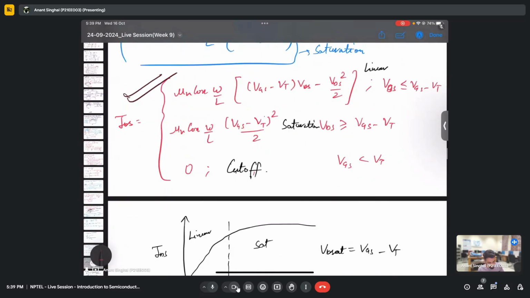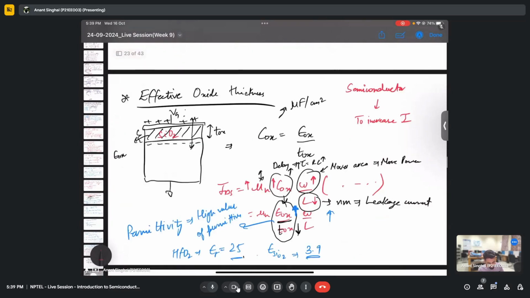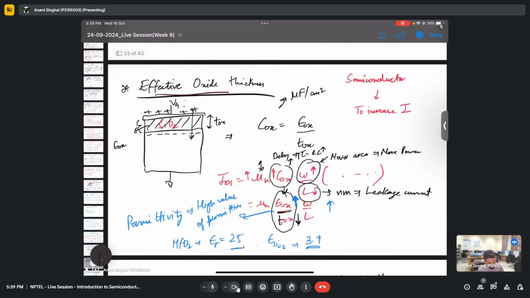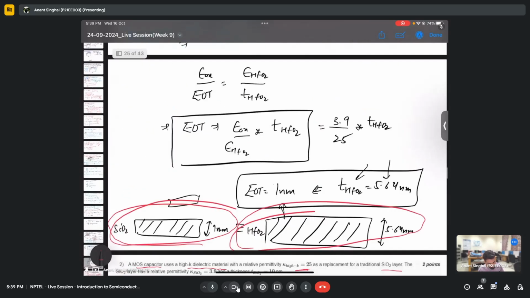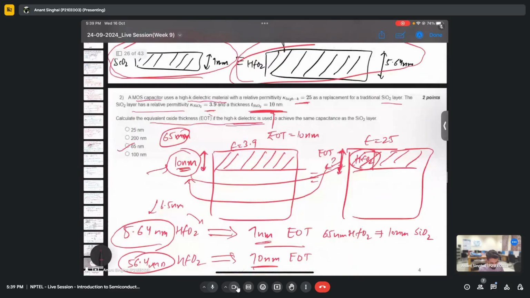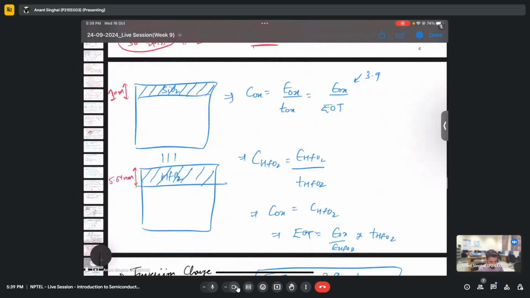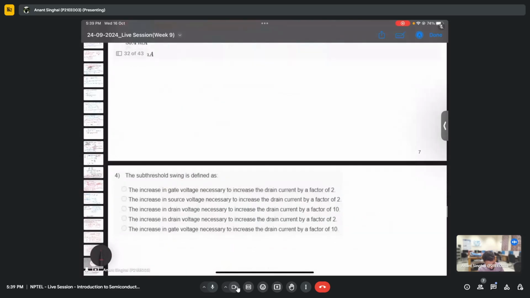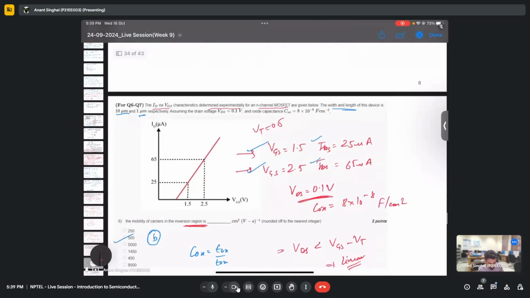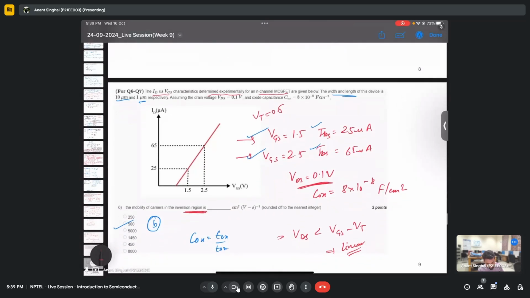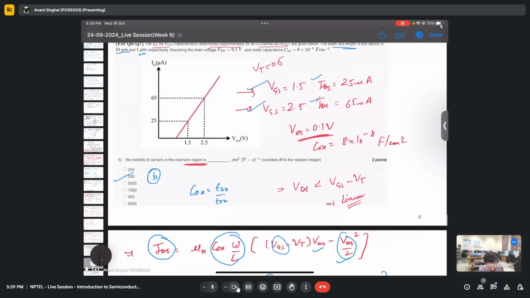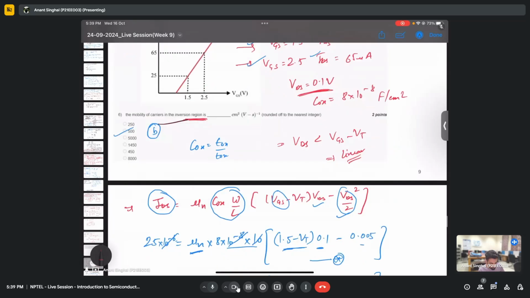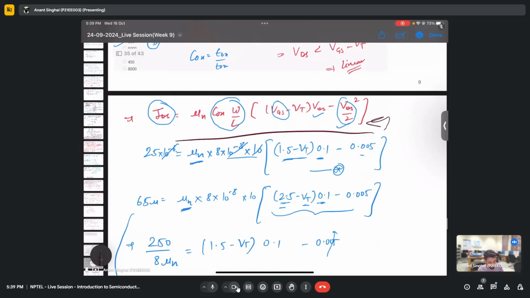So this was a summary of the NMOS and PMOS, and the one more concept was EOT that was being covered. Why do we use high K and what is the benefit of that, and how do we calculate the effective oxide thickness? Yeah, so the questions were straightforward in this lecture. We have certain ID-VD. They were asking for the mobility. So all of them were direct formula based. If you know these formulas, anything can be done.